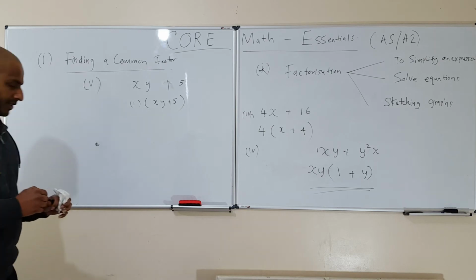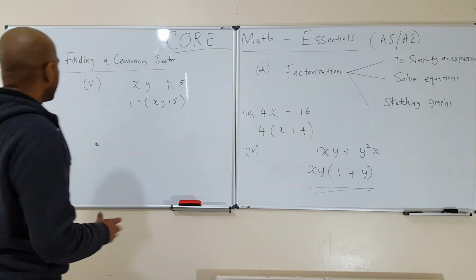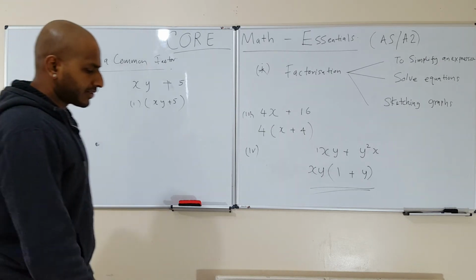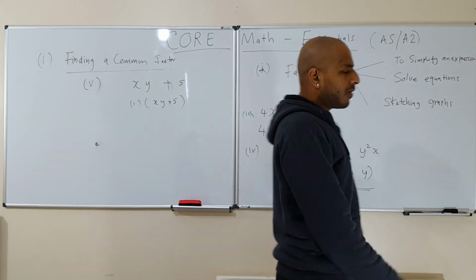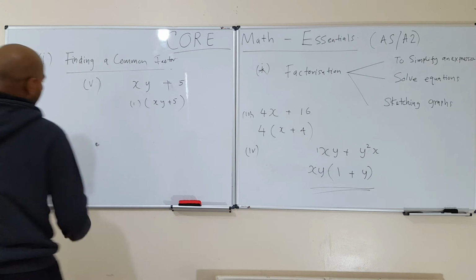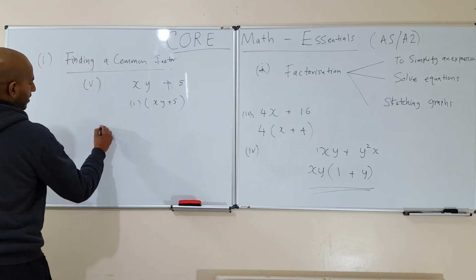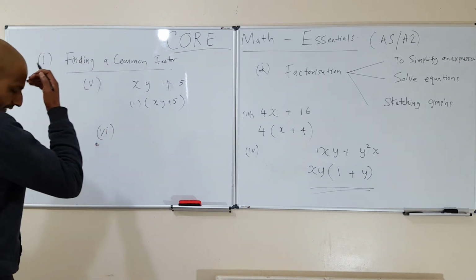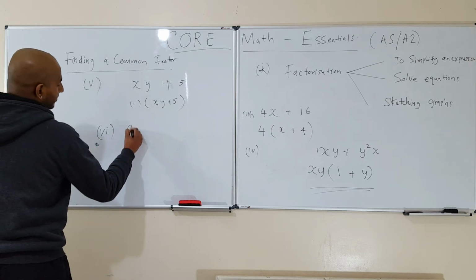So when you're factorizing, the very first thing you should look for is whether there is a common factor or not. It's very useful. Let me do a slightly different version of it. Let's say we have a question like this.